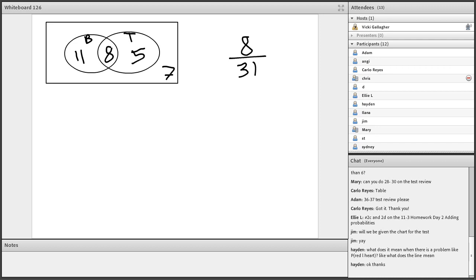Number 30 says, find the probability that someone is not in track. The people who are not in track are the 11 people who are only in baseball, and also these 7 people who are not in either of them. So that makes for a total of 18 people who are not in track out of the 31 students total. So the answer to number 30 is 18 over 31.